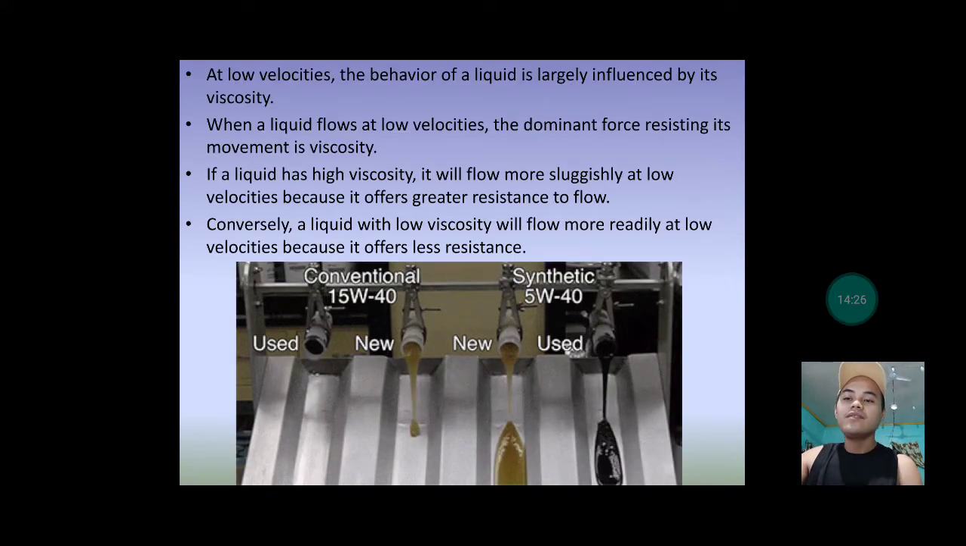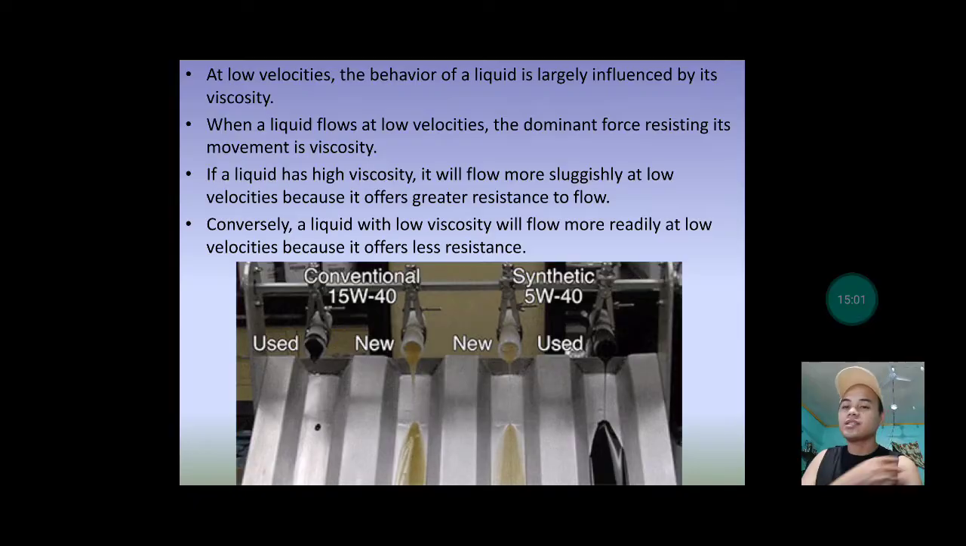So there are different reasons why the viscosity or the velocity of a liquid changes at low velocities. First, we have very used oil. As the oil is used, more impurities will be mixed into the oil, so the viscosity will be greatly increased and the velocity will greatly decrease.